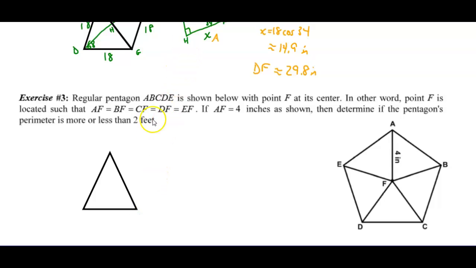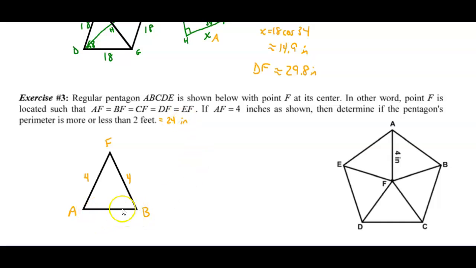There's my cheating shape tool. All right, so that's a 4 and a 4, let's use just this ABF. So there's A, there's B, there's F, and it's a 4 and a 4. And I don't know what this side is, but actually determine if the pentagon's perimeter is more or less than 2 feet, so 24 inches.